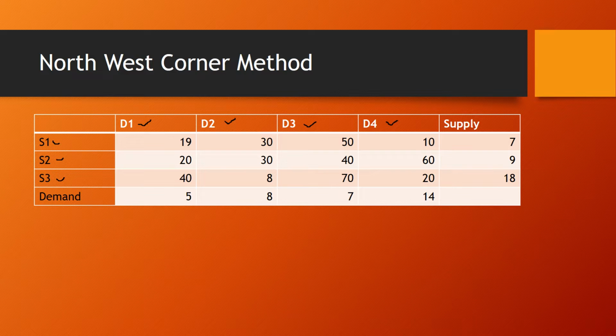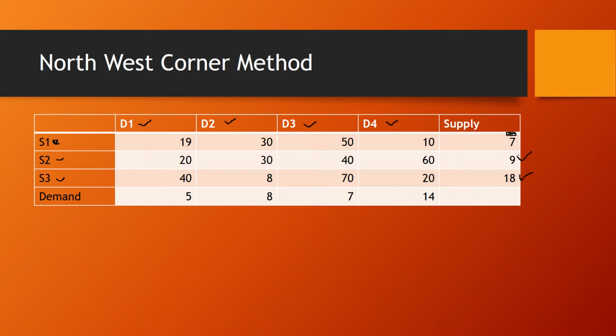What else is given is that source S1 can give 7 units of material. Similarly, source S2 can give 9 units of material, and source S3 can supply 18 units of material. These are the maximum supplies which these sources can provide.